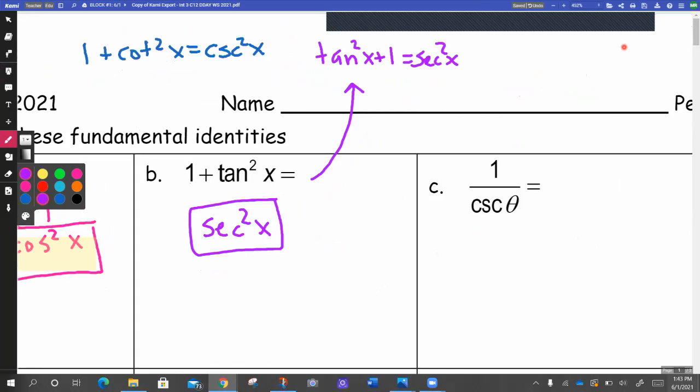Now 1 over cosecant. Cosecant and sine are reciprocals. So this would just be sine theta, because the cosecant is the reciprocal of sine.